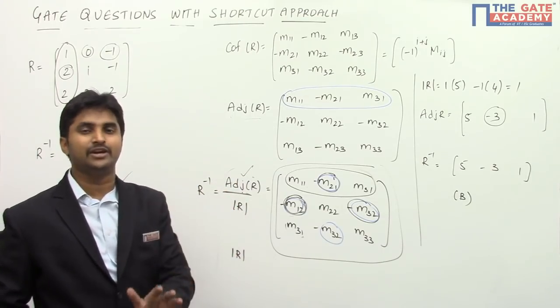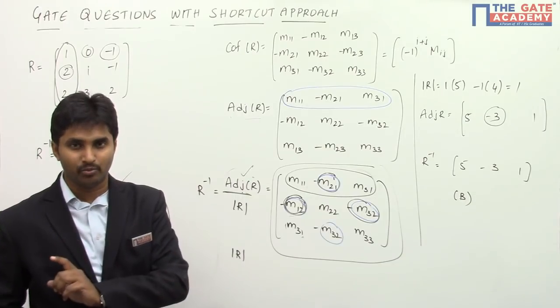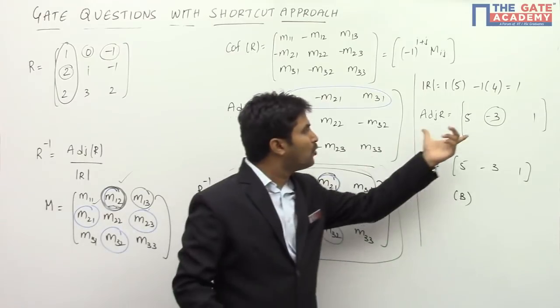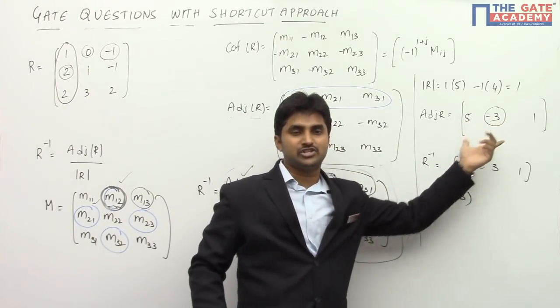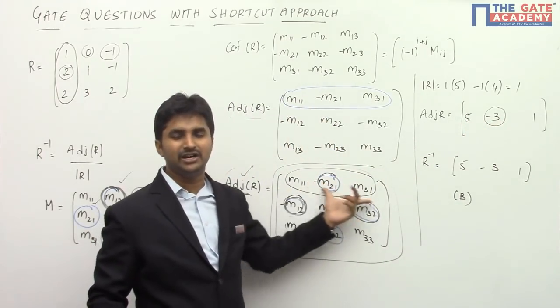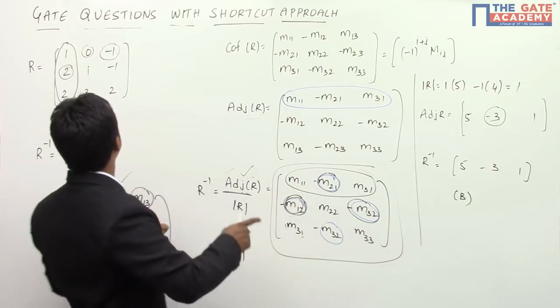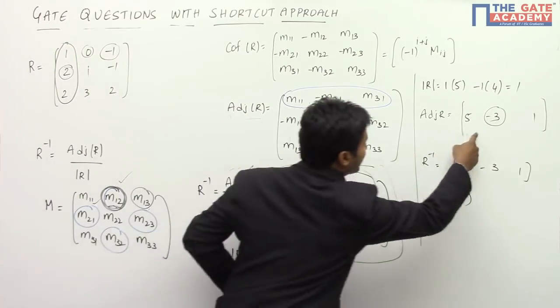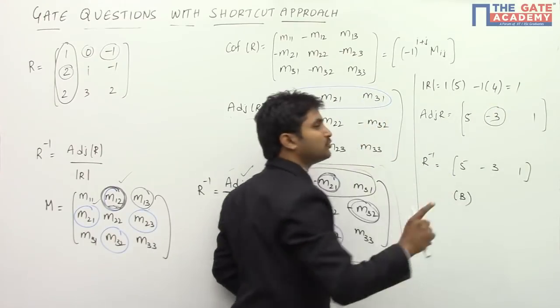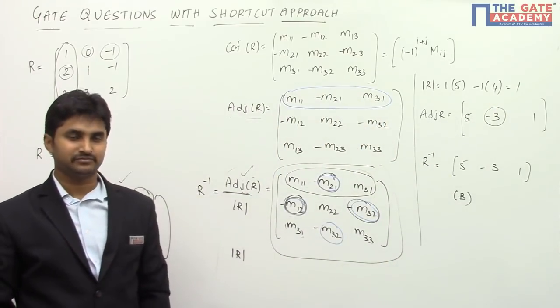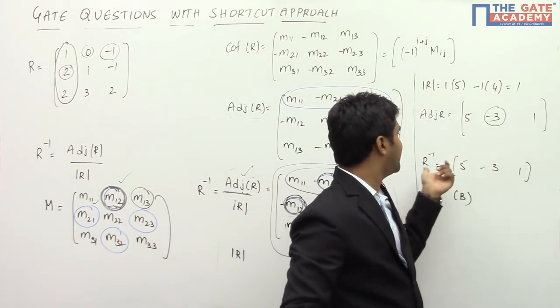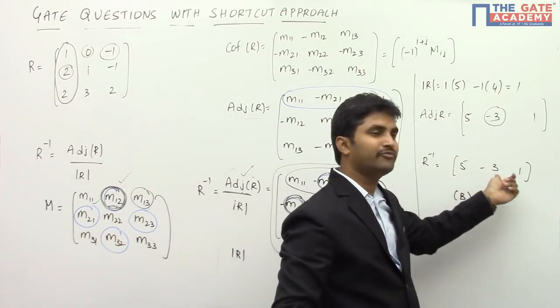Now the question is asking only about the top row. So instead of writing even this, I will only write the first row. It is nothing but, first of all, I will find the minors of these elements. It will come here and the middle element is going to be negated. So I already found out the determinant is going to be equal to 1. So R inverse is equal to 5, minus 3, 1.